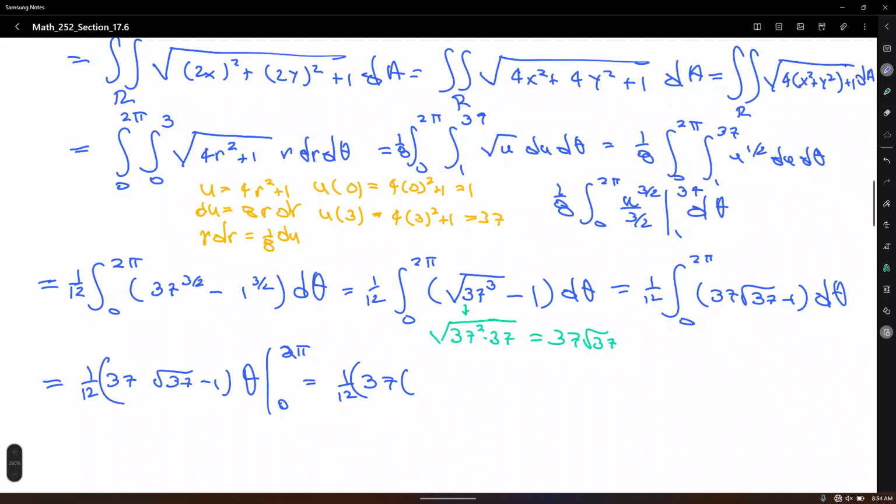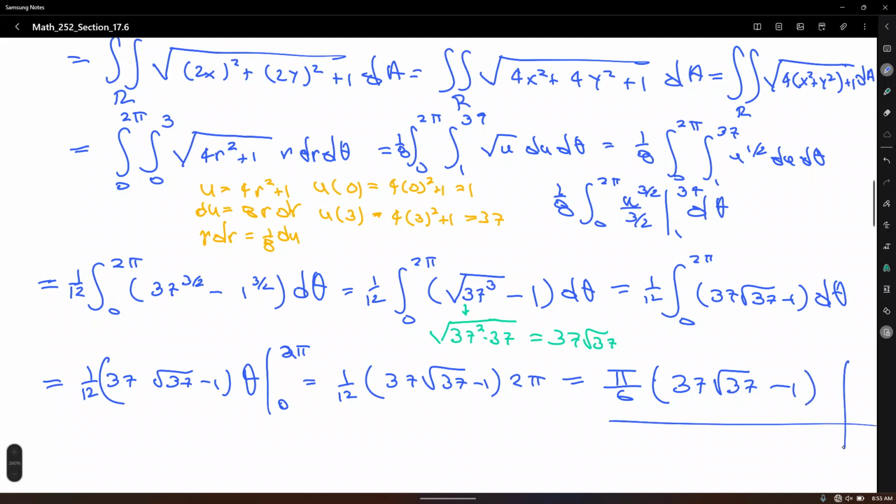Hold on. It's like this, right? 37 root 37 minus 1. 2 pi minus 0, isn't that just 2 pi? But 2 pi reduces with 12 to give us pi over 6 times 37 root 37 minus 1. So that's the final answer. All right.